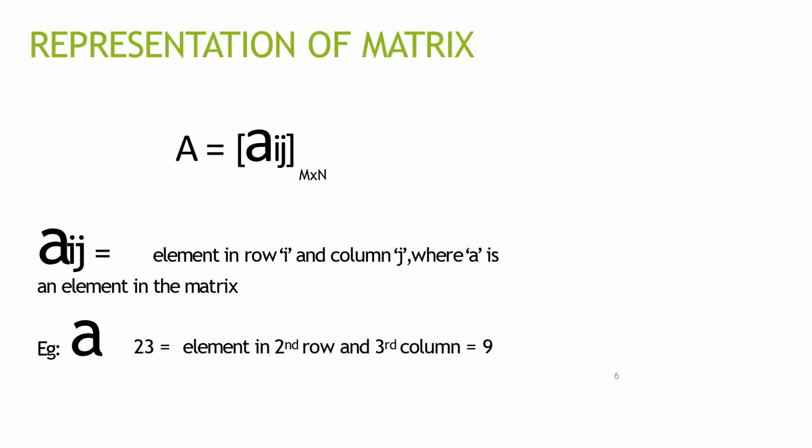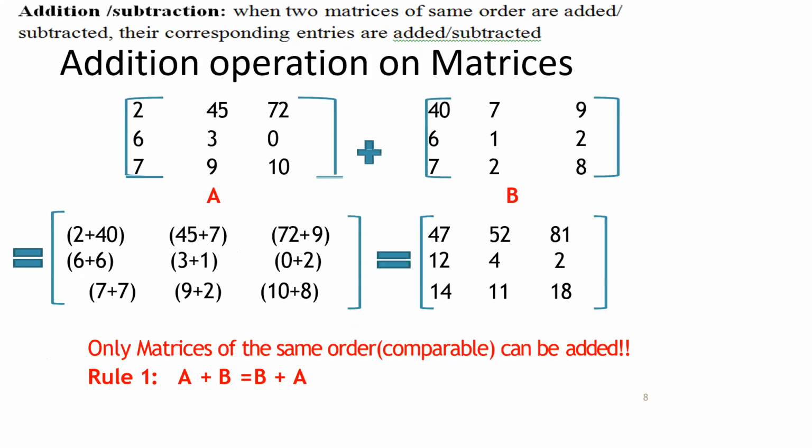That is a representation of that element, like A, 2, 3. The basic operations in matrices are nothing but addition. We'll do the normal addition, like 2 plus 40 and 45 plus 7. Addition is commutative, so we can say A plus B is equal to B plus A. But in multiplication, it might not be the same, like AB will not be equal to BA.